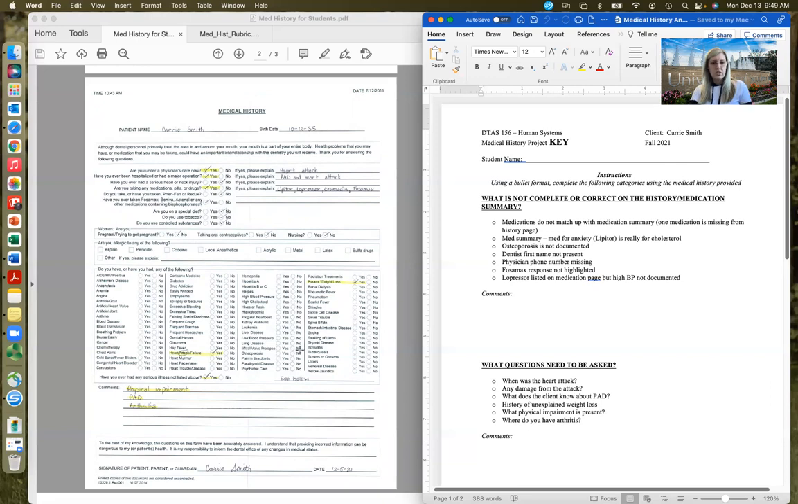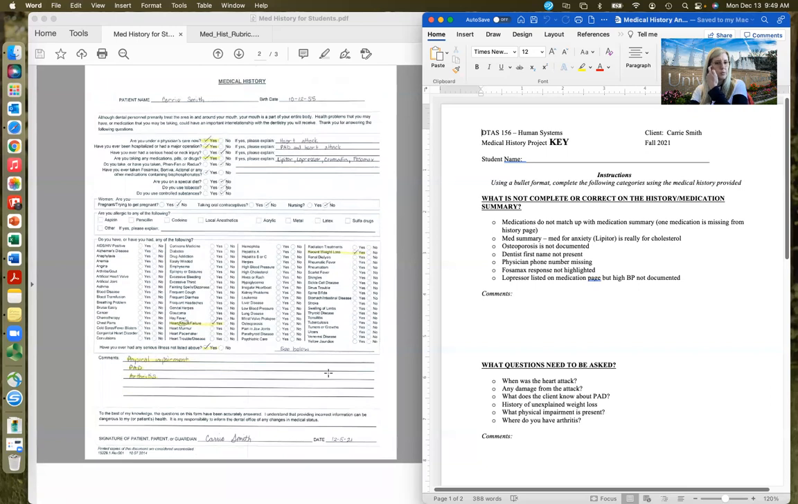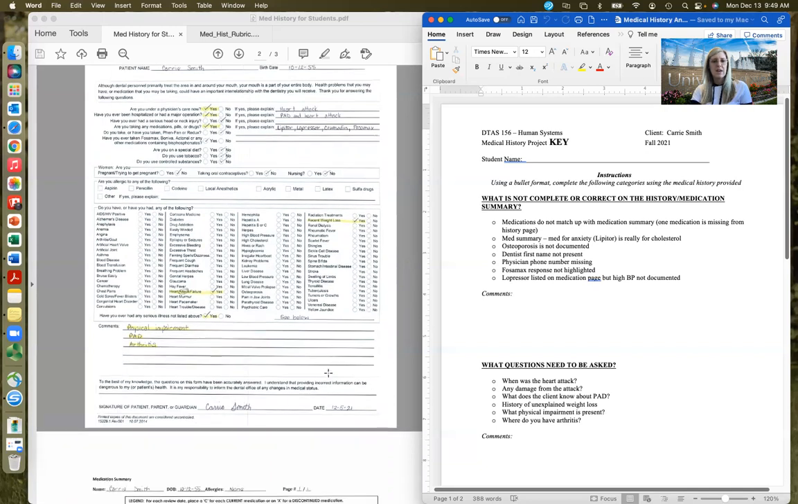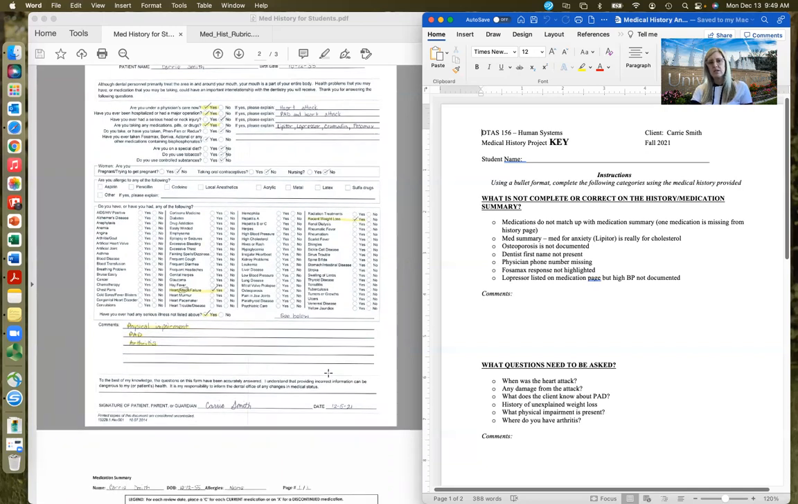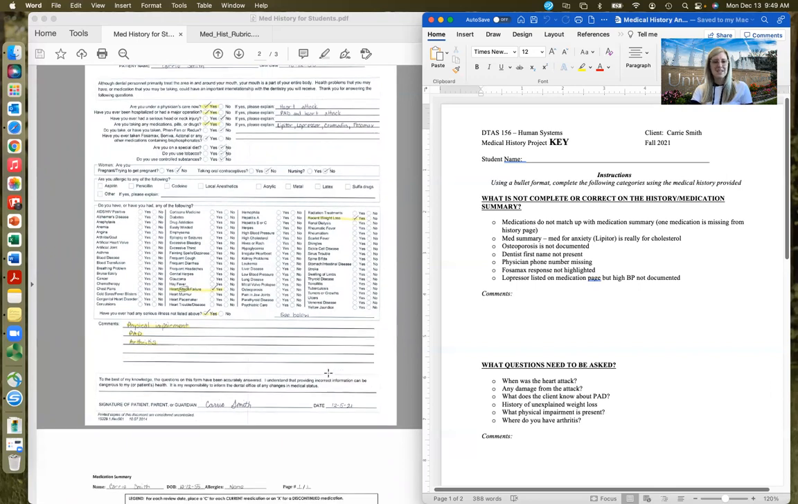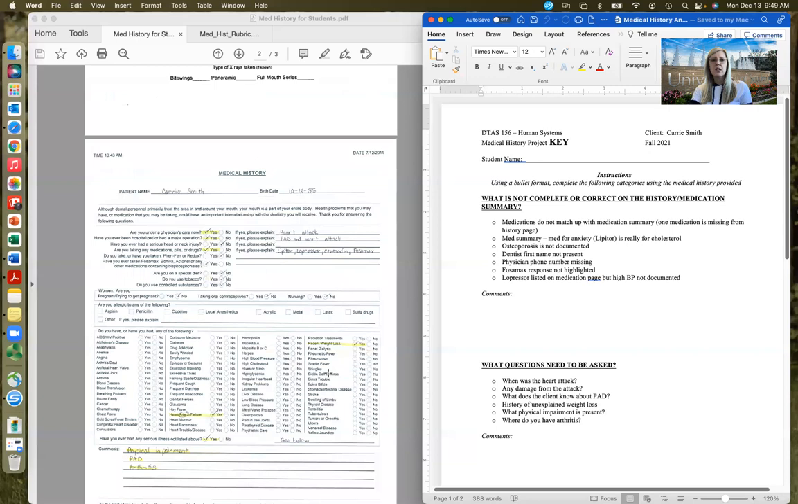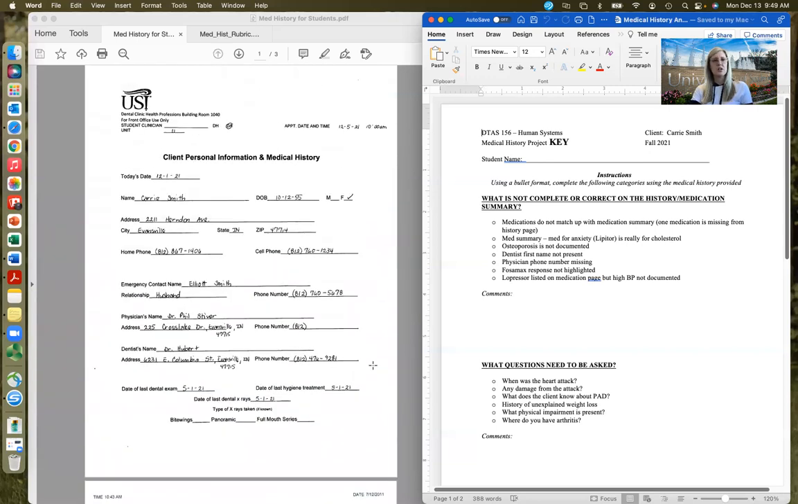One other thing on here, the Fosamax response was not highlighted. Okay, so we would need to make sure that as the clinician, we are highlighting all responses that are either check marked as a yes or that are circled or written in. Okay. And then on this very first page, on the client's personal information page, there are a couple of things missing. Number one, the physician's phone number was not present, and most of you caught that.